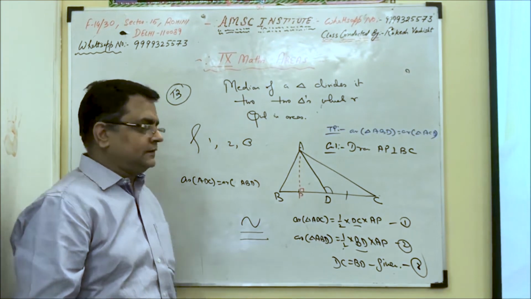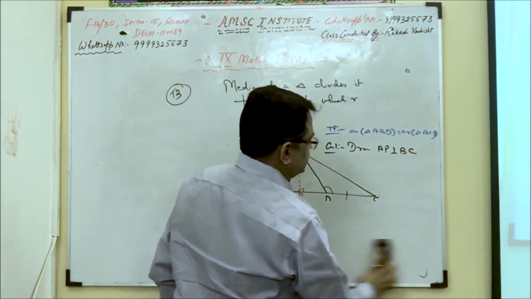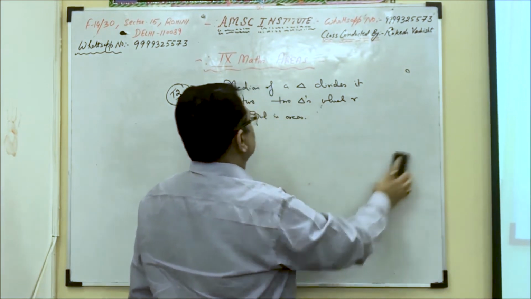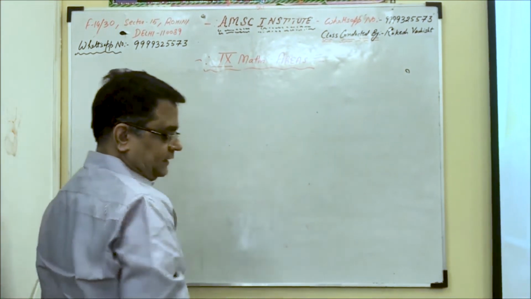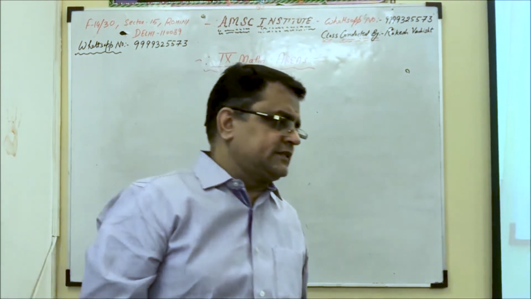Remove this. It feels nice when you participate in this way, except 3 to 4 students, all students are involved. Nice. Is it clear? What is the area of the trapezium? Can anybody suggest to me?